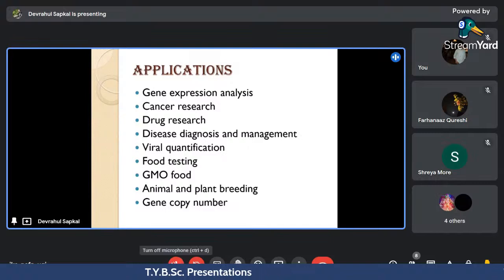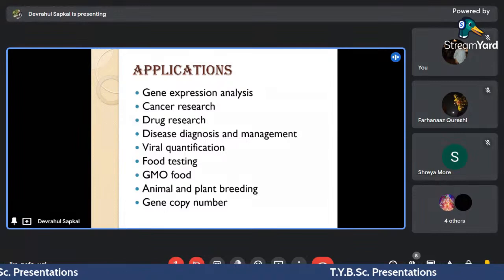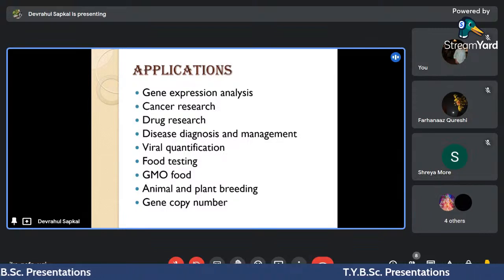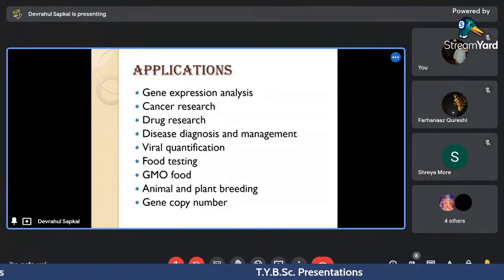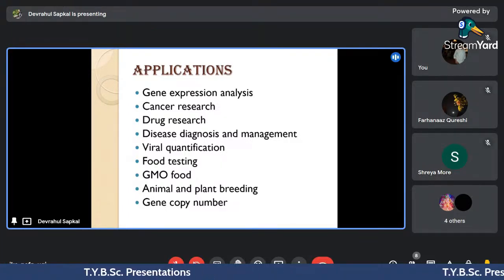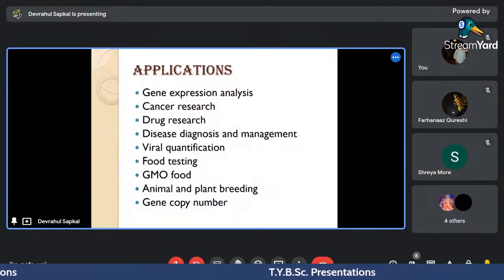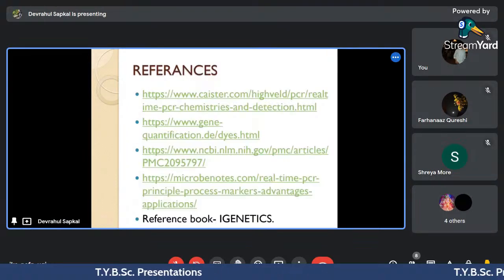There are so many applications, like gene expression analysis in cancer research, drug research, disease diagnosis and management, like HIV, AIDS, viral quantification, whether a virus is present in the sample or not, and in how much quantity the virus is present, genetically modified food, animal and plant breeding, and gene copy number.